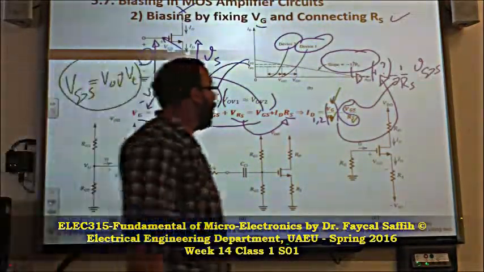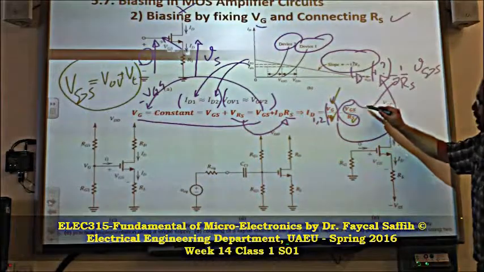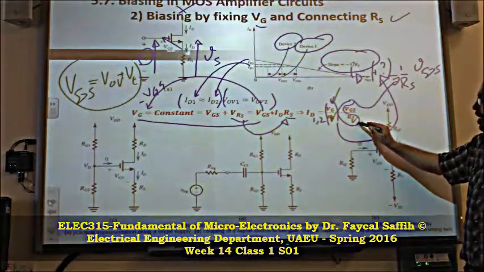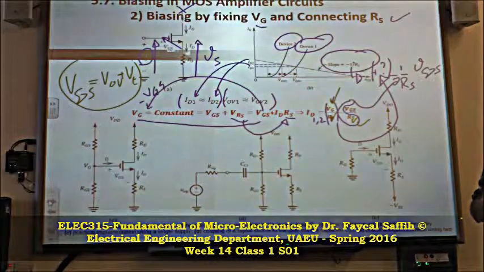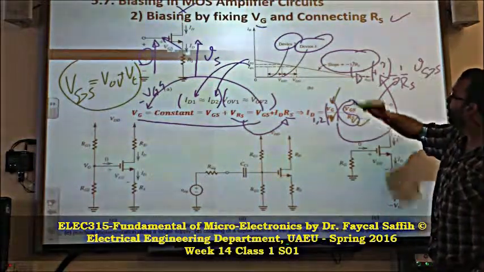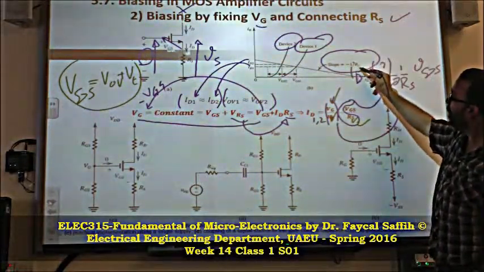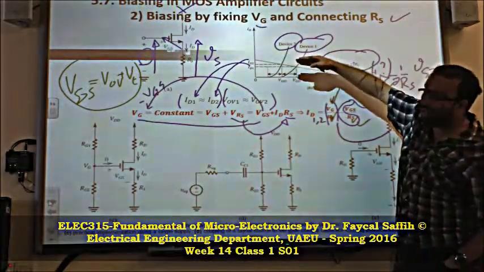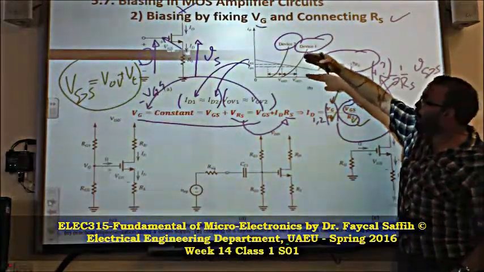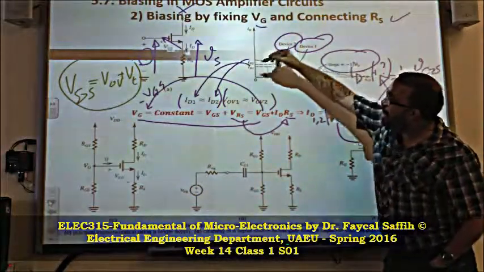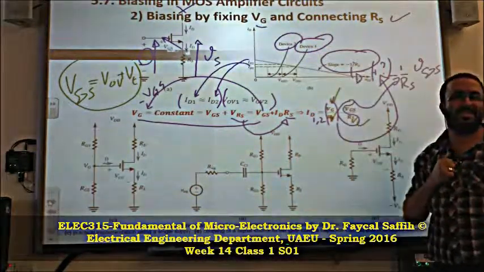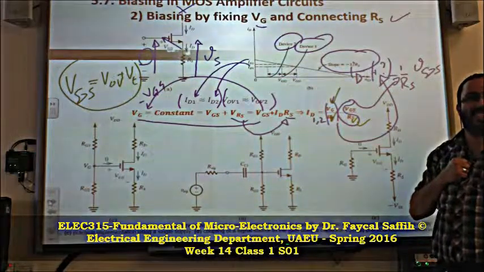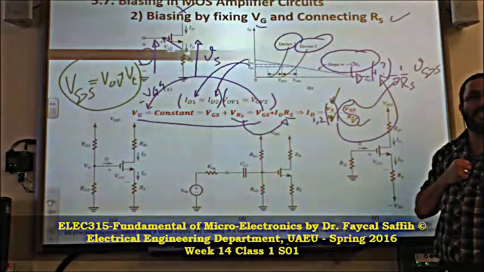Very good. So to minimize the effect of the variation of this one, what do we do? We make this guy as big as possible. So the slope here, 1 over a big resistance, becomes very small, so it's almost flat here. If we bring this as flat as possible, this variation will be as small as possible. Exactly. That's the key.